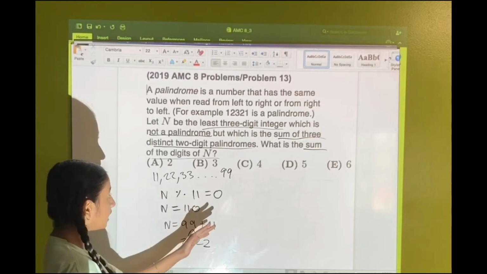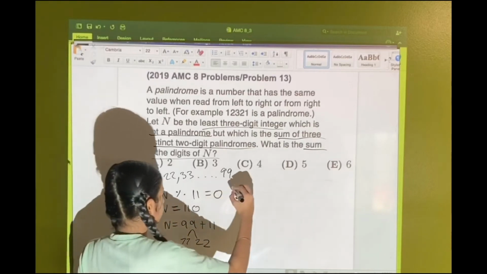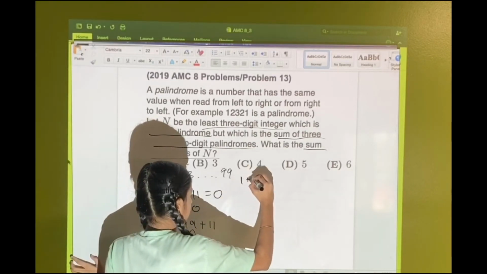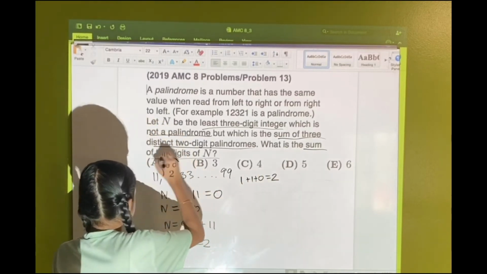But importantly, what they're asking is, what is the sum of the digits of n? So 1 plus 1 plus 0 is equal to 2. So our answer is A.